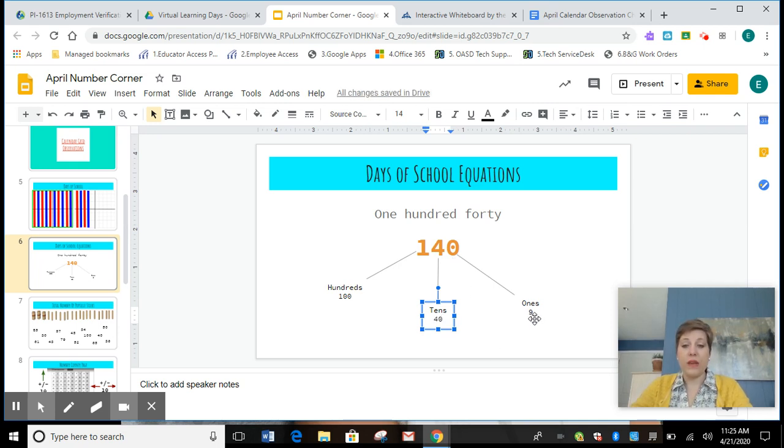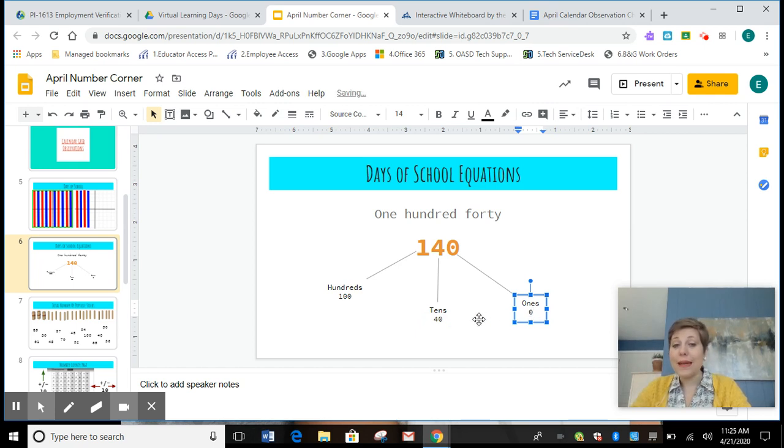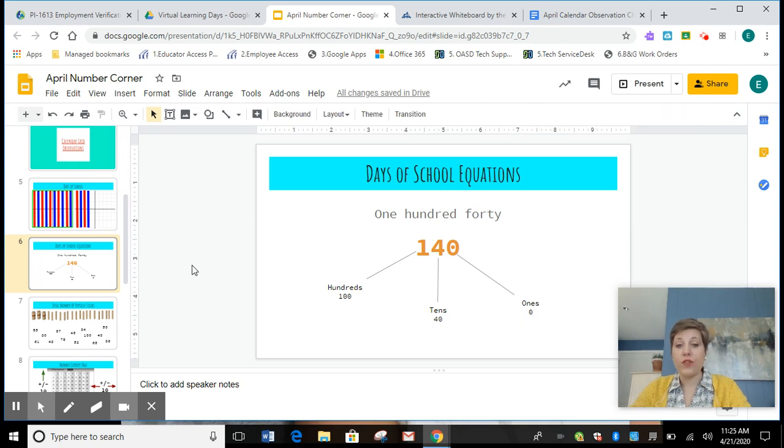How many 1s did we have left? You're right, 0. When we think about this number, 140, we used to have all these loose 1s on the side, but those have joined together to become another group of 10. So my number in my 10 spot has increased. I went from 3 groups of 10 to 4 groups of 10. Or I went from a group of 30 to a group of 40.